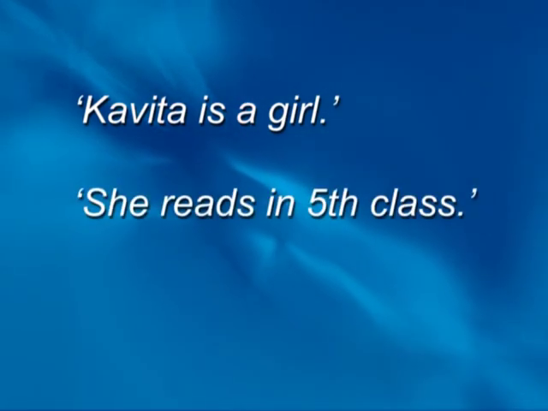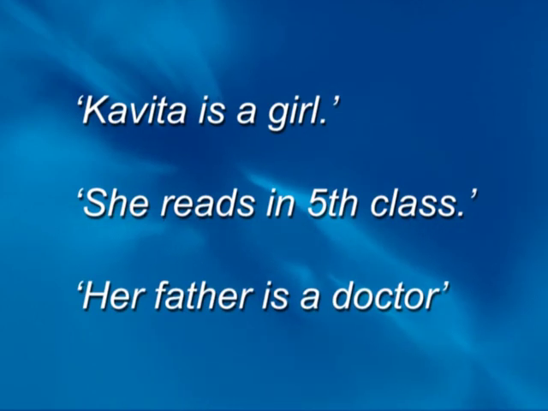You can explain by taking a few sentences. For example, Kavita is a girl. She reads in 5th class. Her father is a doctor. Here indicate the usage of words she and her, which are both used to refer to Kavita. But the word Kavita itself is not used. Emphasize that the words used in place of nouns are pronouns.